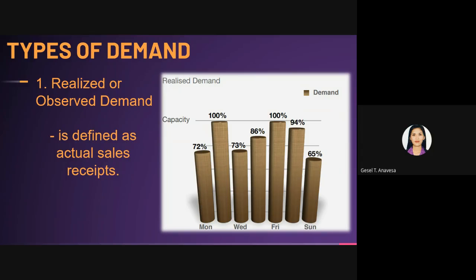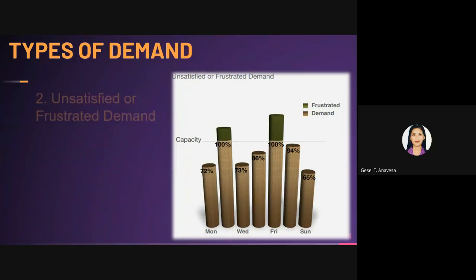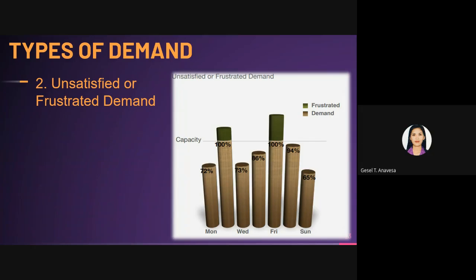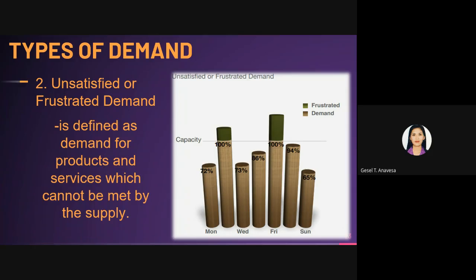Okay. So realized or observed demand is defined as the actual sales receipt. However, this does not show what element of demand was not satisfied and therefore was unsatisfied or frustrated demand, in that the capacity is exceeded. So that is the second type of demand, unsatisfied or frustrated demand. The following graph shows a hotel's realized and frustrated demand by day of week. Frustrated demand is defined as demand for products and services which cannot be met by the supplier. So the green one in the graph shows the frustrated demand. That is the product and services that were not met by the business.